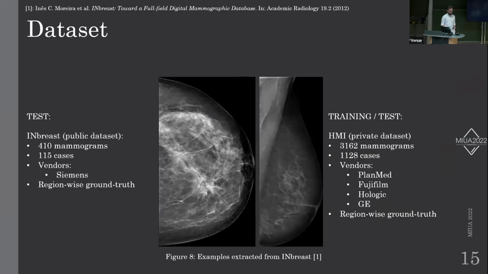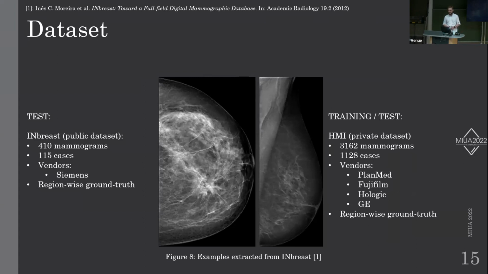So to do so, we use 2 different datasets. The first one is the public dataset, which is called InBreast. It is composed of 410 mammograms coming from 1 vendor. And we also have a region-wise ground truth for the evaluation purpose, and we use it for the testing part.